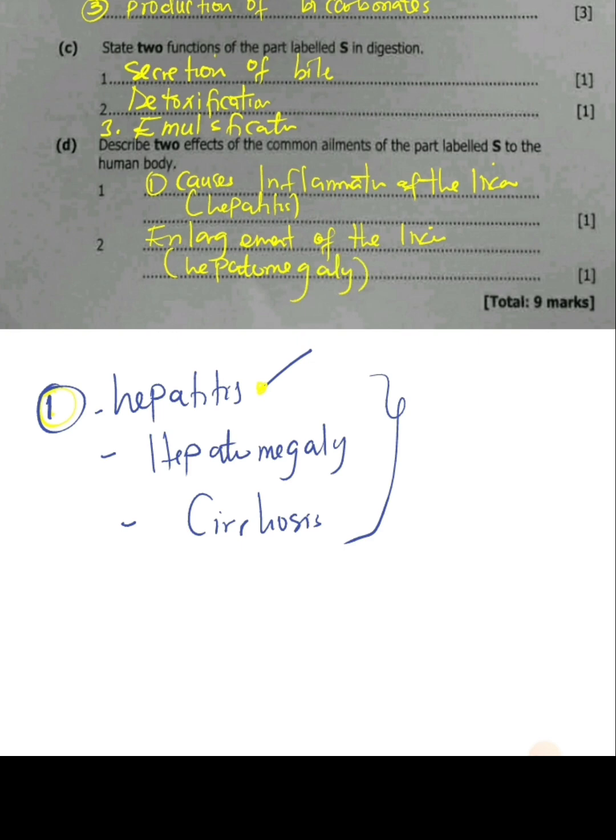We can also mention where the liver tissues begin to harden. The hardening of the liver tissues is caused by cirrhosis. That's also another effect of these ailments on the liver. So the question was not asking you to list the ailments, but to state what exactly these ailments do to your body.